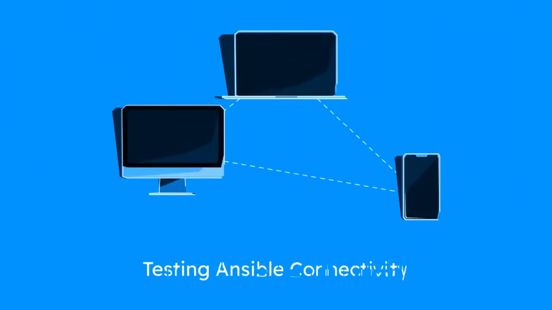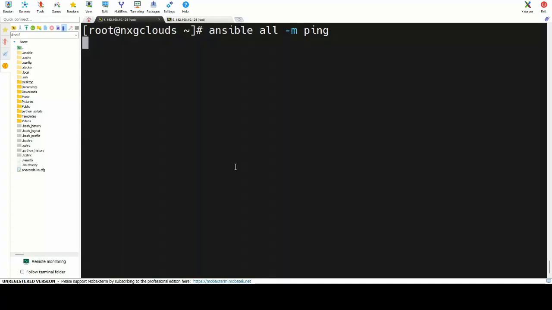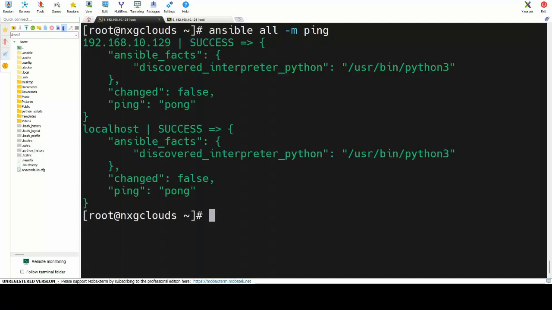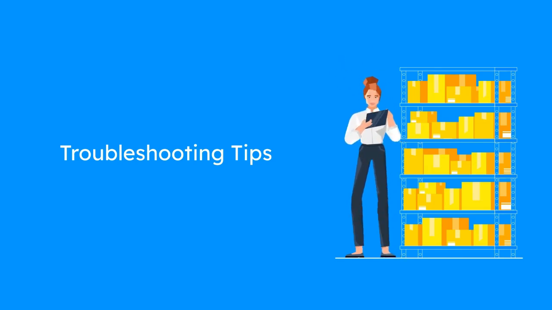To test Ansible connectivity, run ansible all -m ping from the server. A successful output indicates proper setup. If issues arise, check the inventory file and SSH configuration for accuracy in IPs and user details.